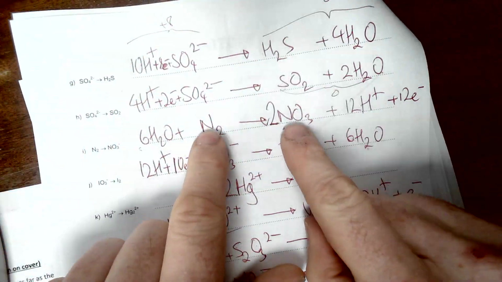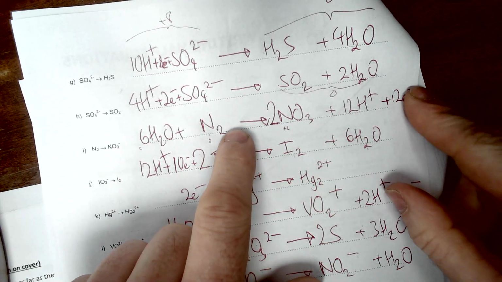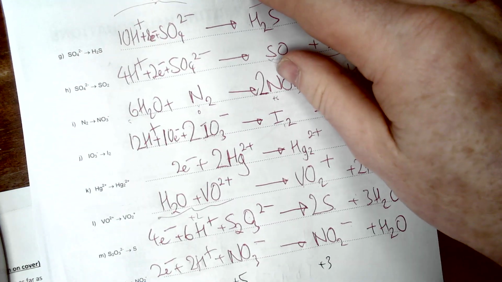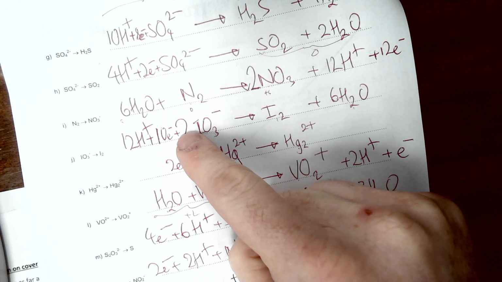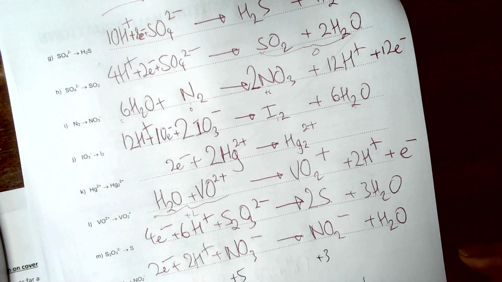So when nitrogen turns to NO3, it reacts with waters and it loses 12 electrons. So it's just a little introduction to the fact that a half equation tells the story of one element and whether it gained or lost electrons. Alright, that's all we're doing with this.